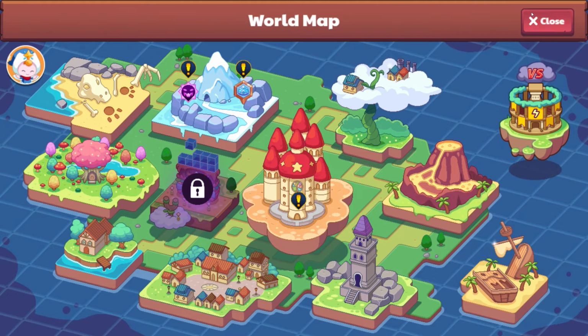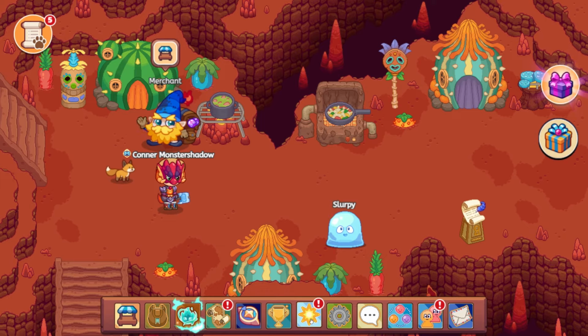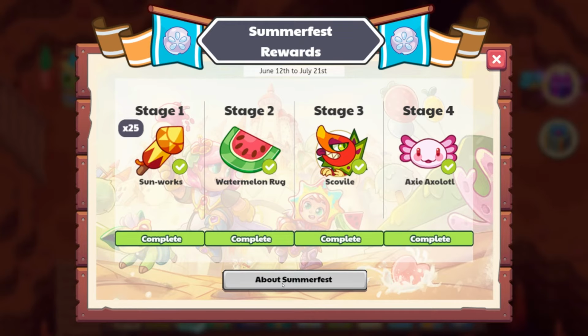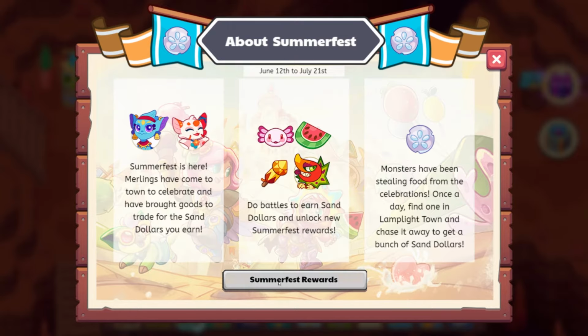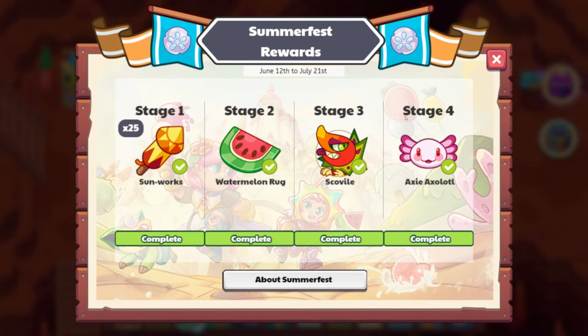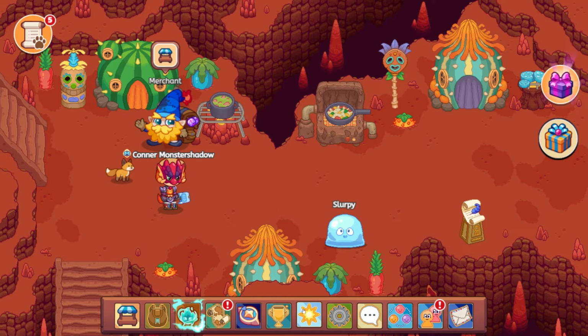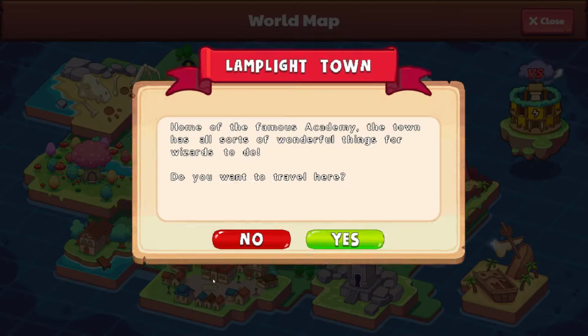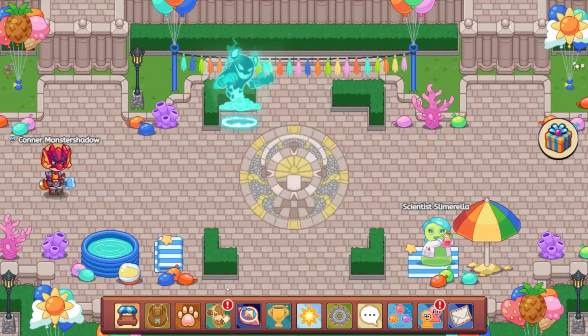Actually, let's go ahead and do Summerfest and see if we can get any Summerfest items. So this is going to be the Summerfest intro right now. All right, we got all of the Summerfest items from the store. And let's go ahead and come on over here to Lamplight Town and see.